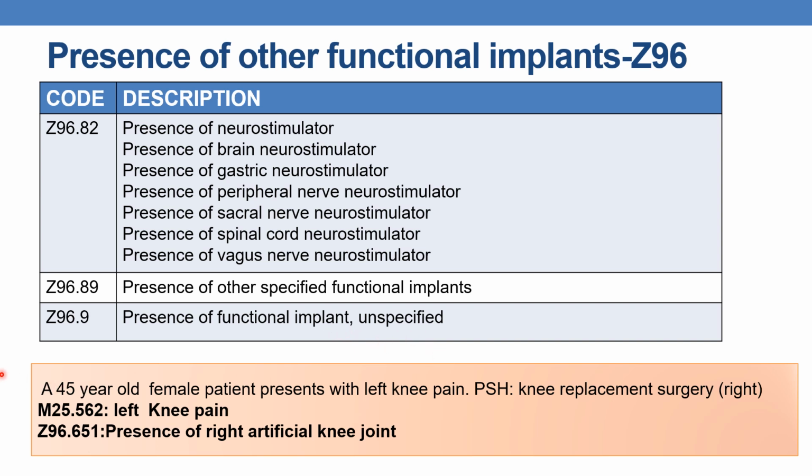Now let us see an example. A 45-year-old female patient presents with left knee pain. Past surgical history indicates knee replacement surgery, right side. So first, the reason for visit is left knee pain. So the code is M25.562 to indicate left knee pain, followed by Z96.651, presence of right artificial knee joint.